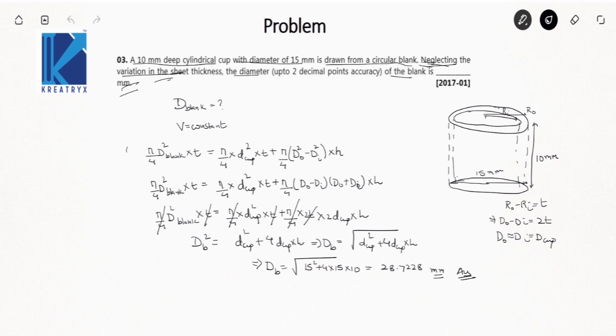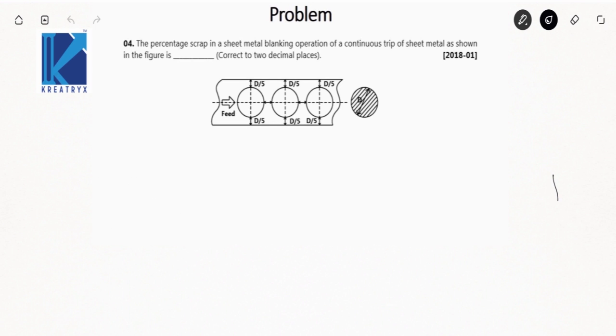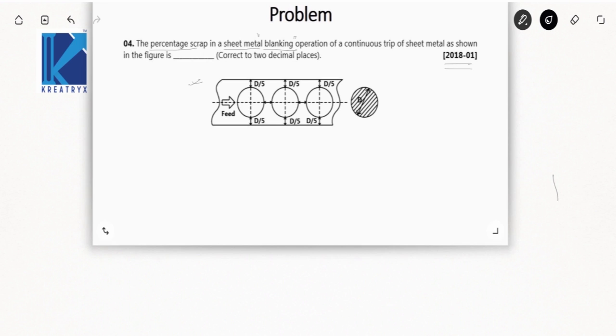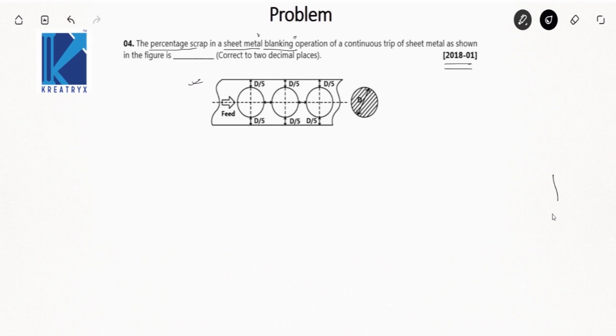Now going to the next question. This is a question from GATE 2018. Now what they have asked, they have given a figure, and they have asked the percentage scrap in the sheet metal blanking operation. They mentioned a blanking operation for a continuous strip of sheet metal as shown in the figure. Now in a blanking operation, the piece which we get after making a hole is of use. So this is the piece of use and this piece is scrap.